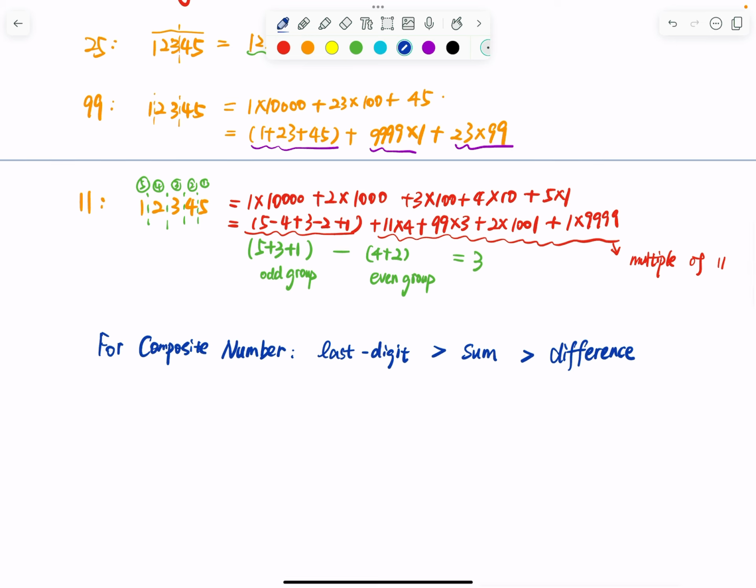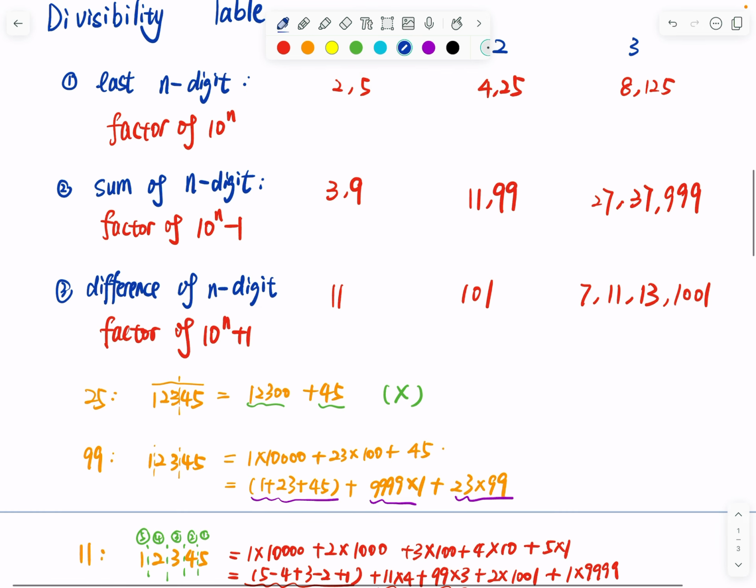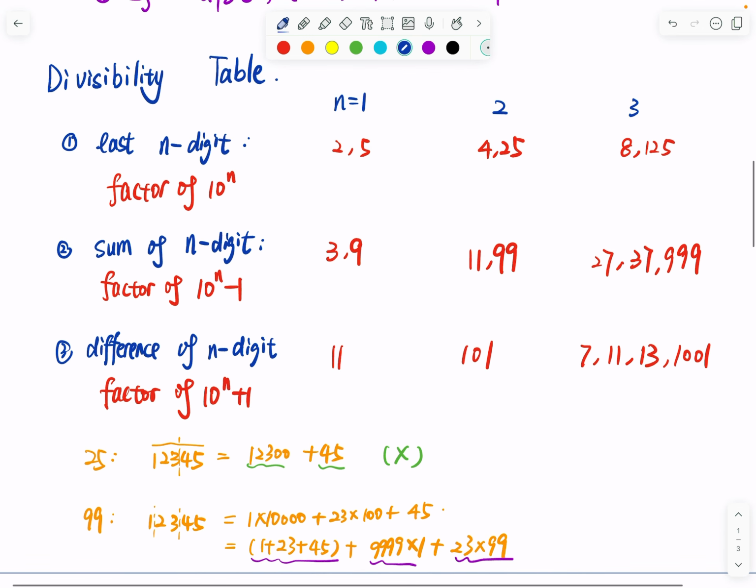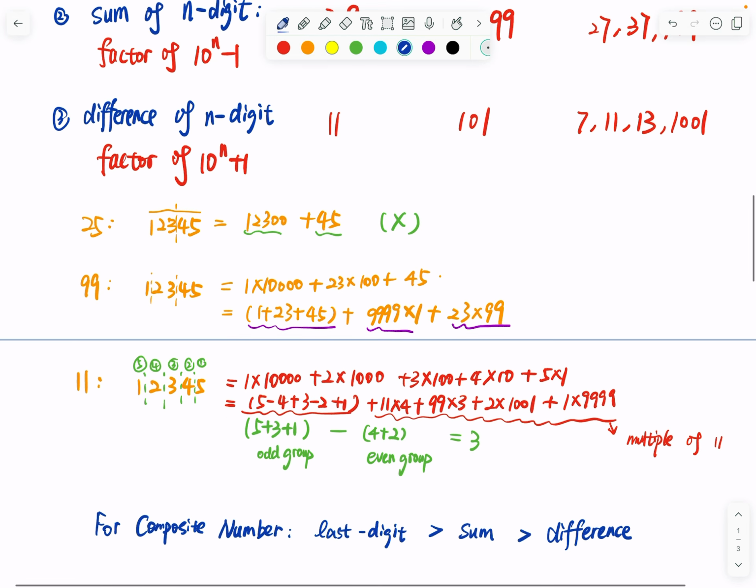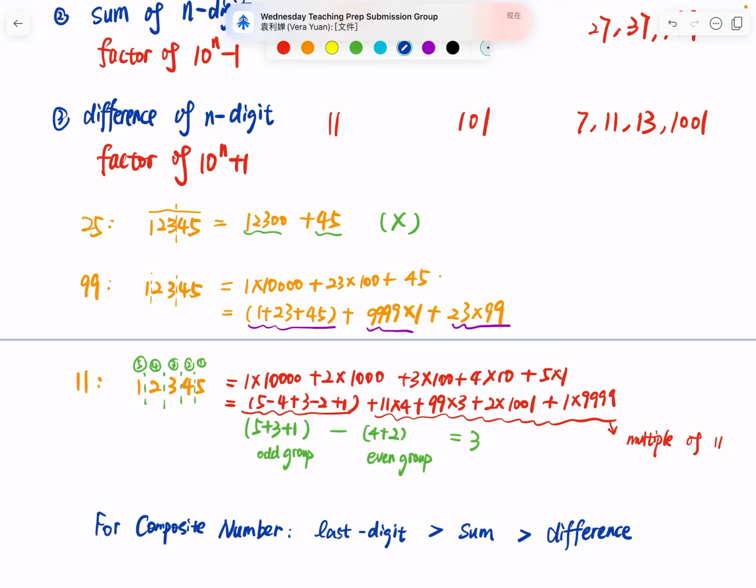And also, for some harder questions, we have another method. When you look at the practice 3 question, there is one. You can use the divisibility table to check one by one. But I will also show you another method, with which we can do it very quickly.